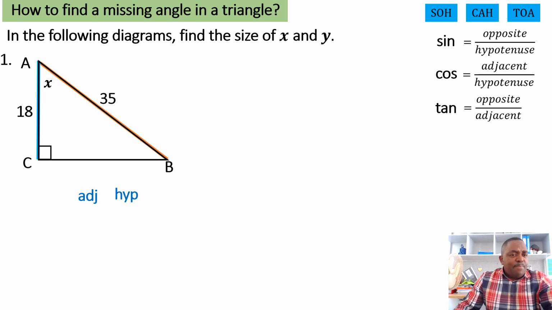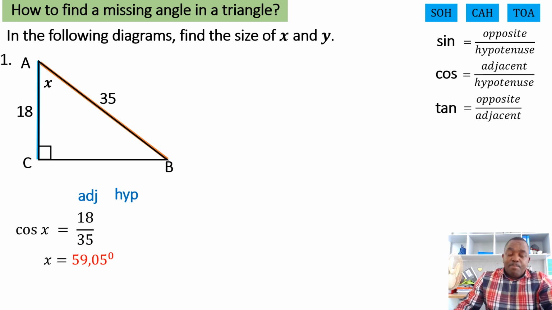Perfect. Which trig function has got those adjacent and hypotenuse? That can only be cos. So cos X must be equal to 18 over 35. And immediately a trig equation gets set up as soon as you use that knowledge of your definition. Now remember, when you punch your calculator, punch accordingly. You have to start with shift cos and then the ratio, 18 over 35. So if you do that correctly, you should get 59.05 degrees.